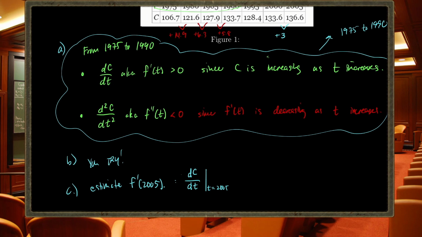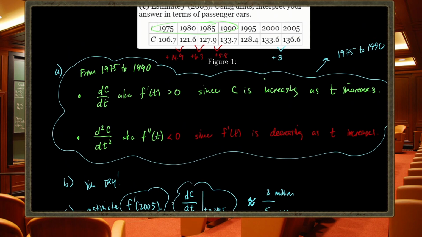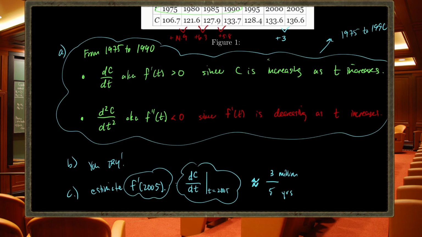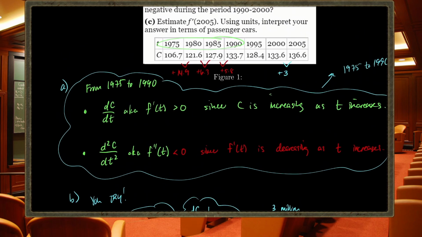So estimating this here, dc dt, this evaluation bar says at this point. It means the same thing as this. These are the same. And so what we see is that there was a change of 3. And we'll put approximation signs here. This is not equal. 3 over 5. So 3 million passenger cars over 5 years. And this is really the best guess we've got for what's going on here.